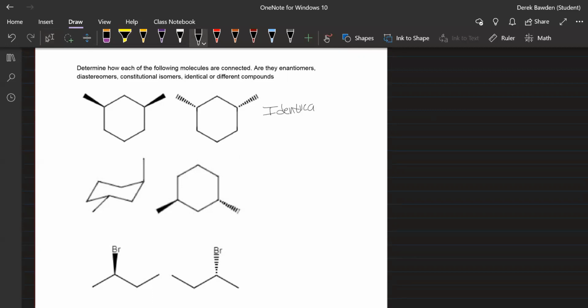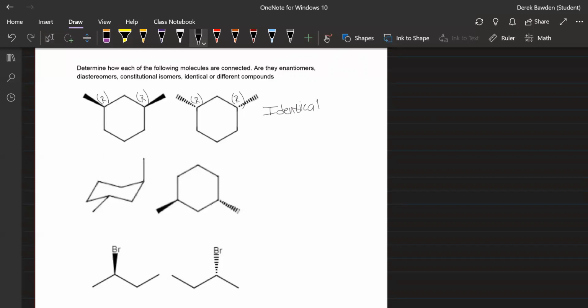How do you know that? Because you can just flip it around like a pancake. Yeah. So if you were to take one of these molecules and pick it up off the page and flip it over like a pancake, then they would line up perfectly. So these are identical. If you were to label R and S on each of these, which I'm not going to do, but let's say this is R, this is R, these would also be the same.